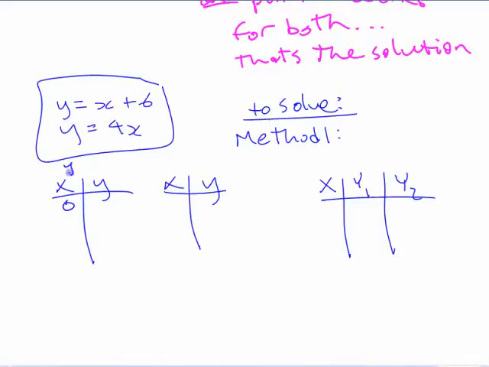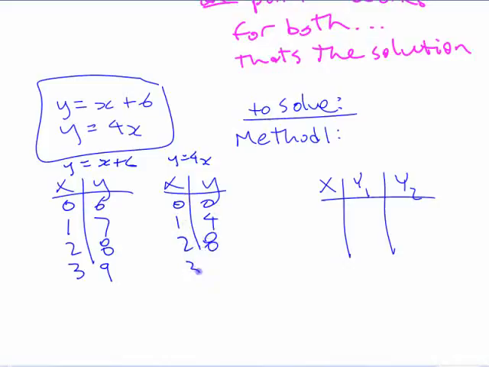For y equals x plus 6: 0 is 6, 1 is 7, 2 is 8, and 3 is 9. And then if you try the other one, y equals 4 times x: 0 is 0, 1 is 4, 2 is 8, 3 is 12. So just by trying things out, we stumble on the solution. That's not always going to work. It's a way of doing it, but it's not a very efficient way of doing it because really what you're doing then is just trial and error.